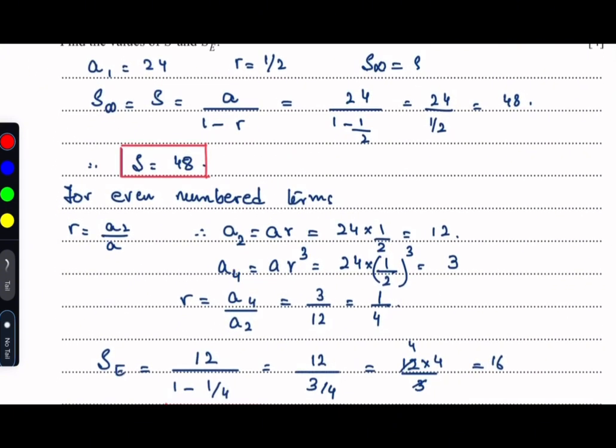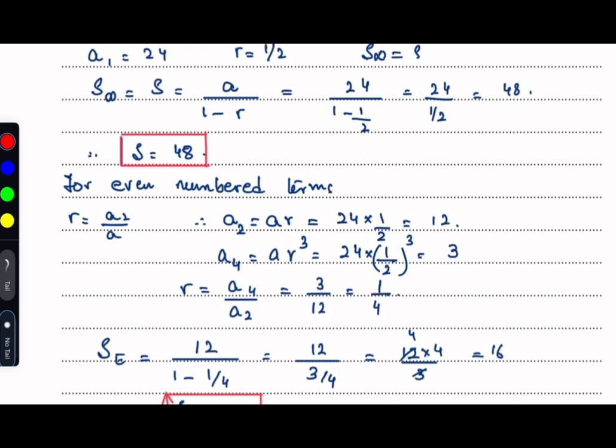So for even numbered terms, what I know is that r is equal to a2 divided by a, or I can say that a2 will be equal to ar. I have both the values of a as well as r, so I can get the second term, which is 24 into 1 by 2, equal to 12. And I should know the term formula for the geometric progression, which is ar to the power n minus 1.